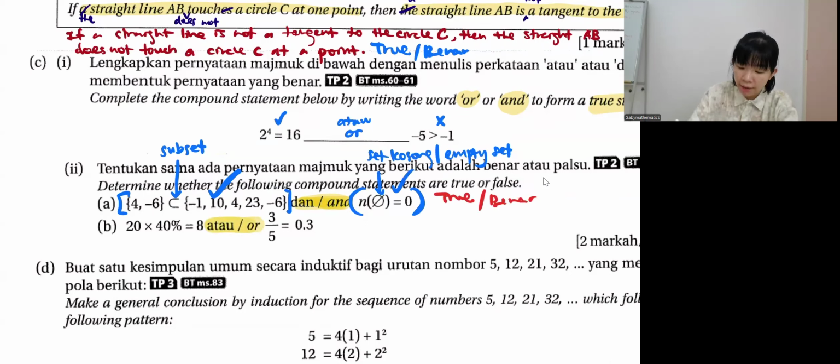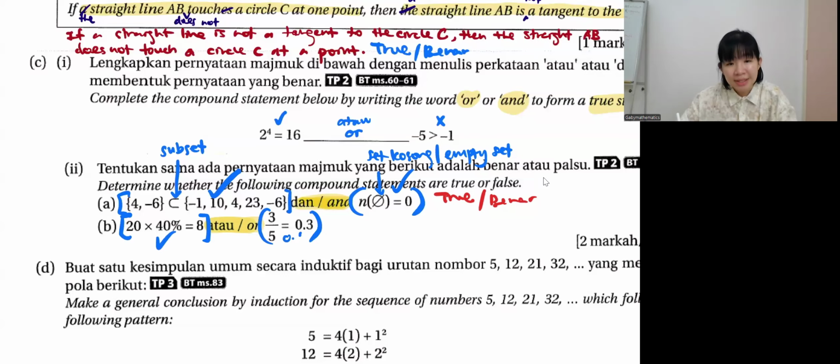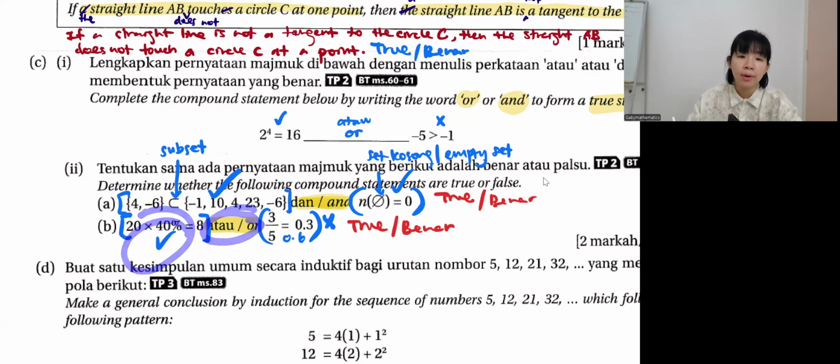Okay, B. So they use the word atau. So you got to check. First part, 20 times 40% equals 8. True or false? Okay, check with your calculator. 20 times 40% is 8. This is true. 3 over 5 is 0.3. Correct? Yeah. 3 over 5 is 0.6. So wrong. But still, the whole thing is still true. Benar. Okay? Because O means if one is correct, it's still correct.